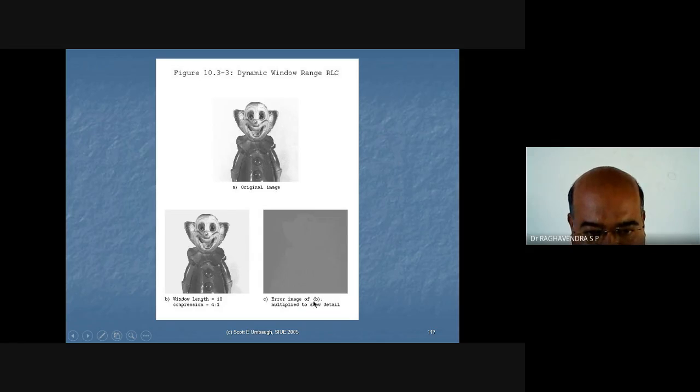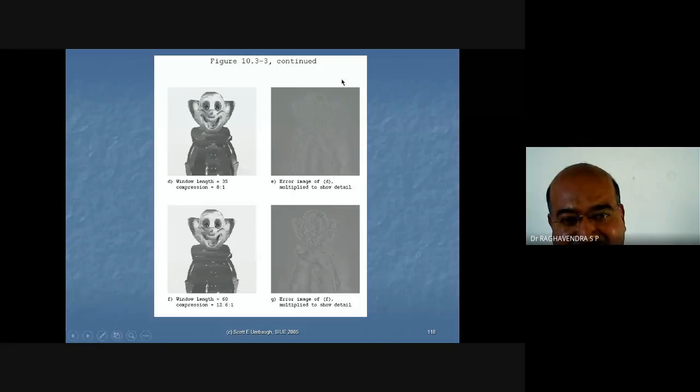Then this is the error image of B multiplied to show detail. If you highlight the histogram of this image, you can minutely see the difference. This is called an error image, and it is used to identify the variations in the image. Like these contours, you can identify them here, and you can also consider this as a segmentation. Here you can see more and more details compared to the window size 10.